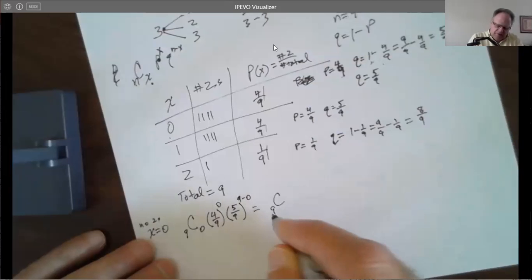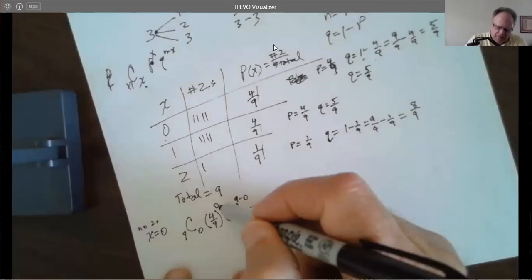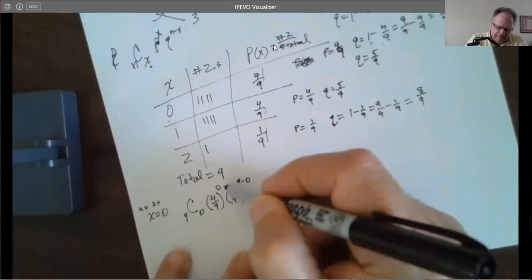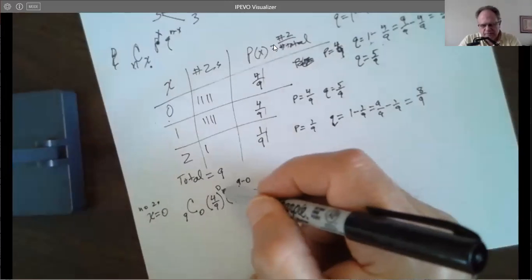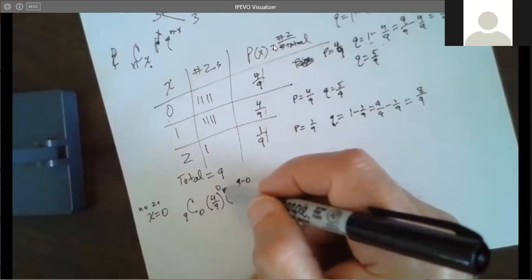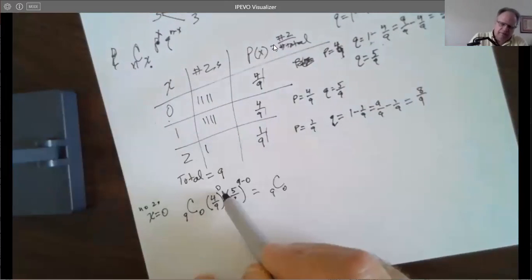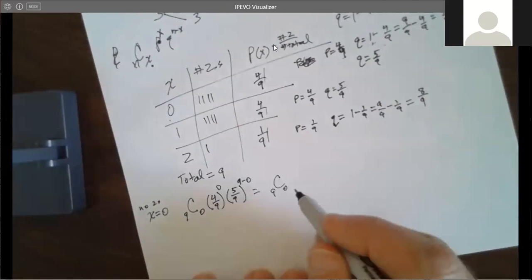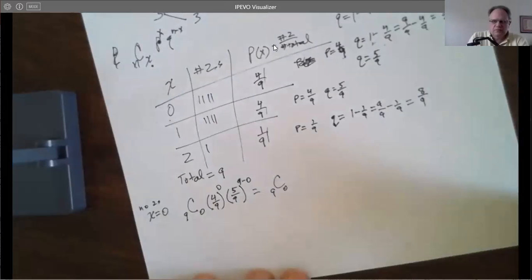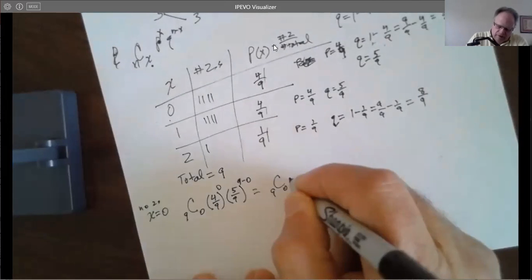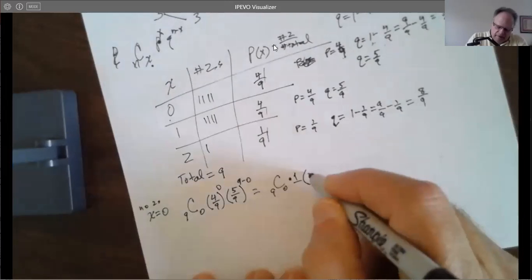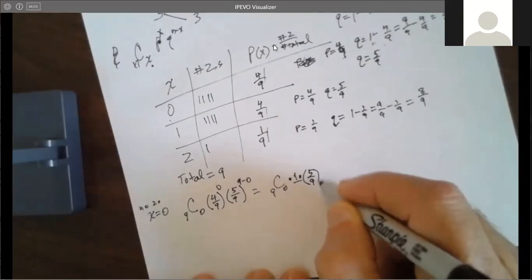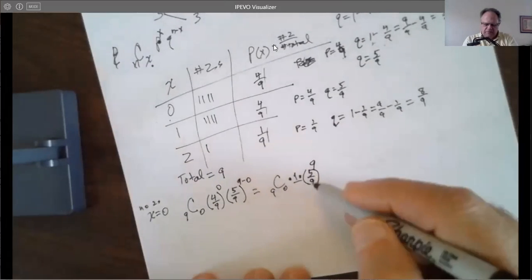This would be a combination of 9 taking 0 at a time. Well, anything to the 0 power is what? Anything to the 0 power is 1. 5 to the 0 power is 1. A million to the 0 power is 1. So this 4 over 9 to the 0 is just a 1. And so we multiply that times 5 over 9. 9 minus 0 is just 9, so that'll be 5 over 9 to the 9th power.